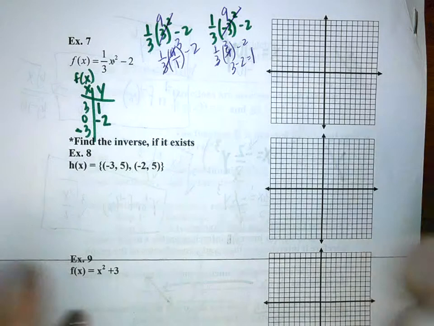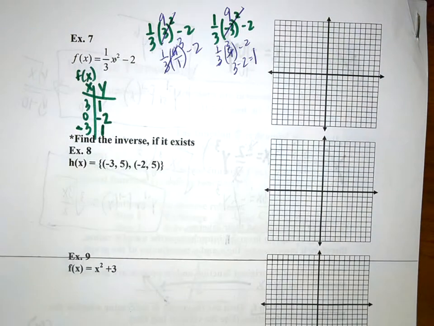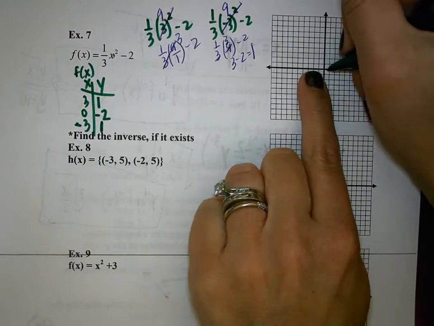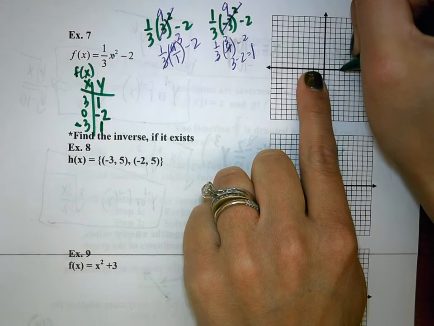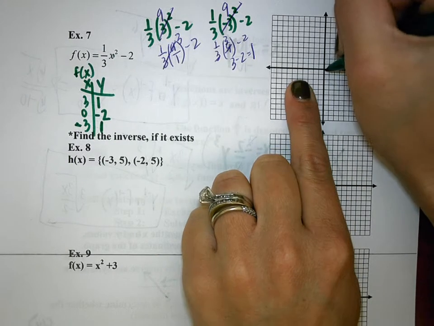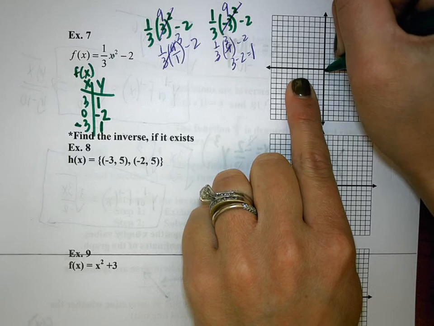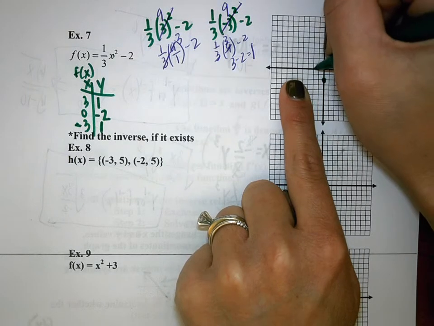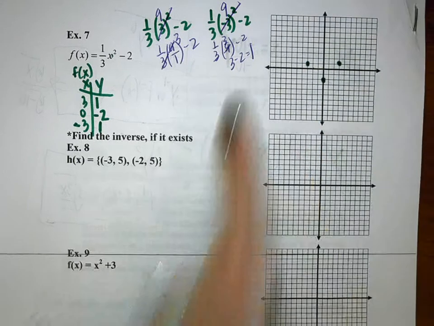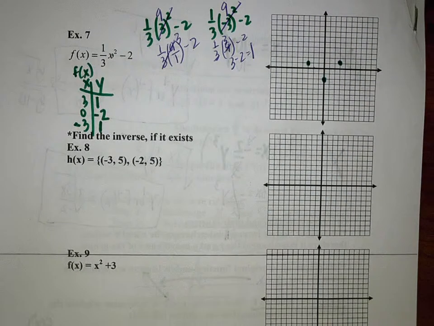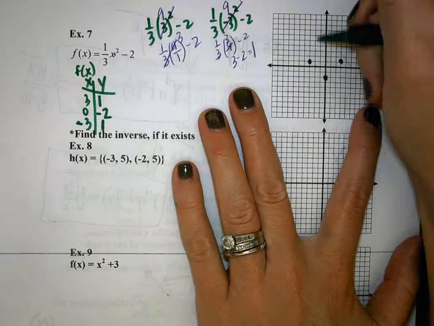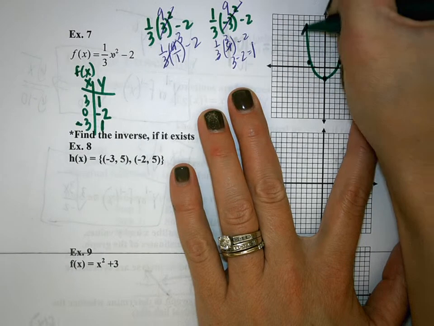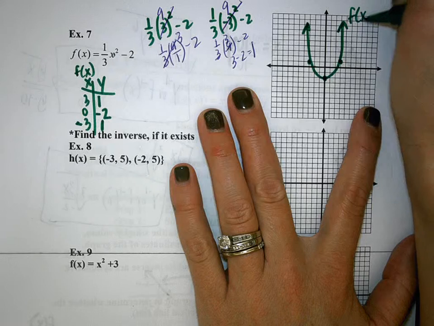So this is 1. Okay, so when we graph this function for the x, we go right 3, 1, 2, 3, up 1. Then we have 0 down 2, and then -1, 2, 3, up 1. And this is making a parabola, which makes sense. When you have an x squared term, it makes a parabola. So we're going to draw that there. And that is my f of x original function.